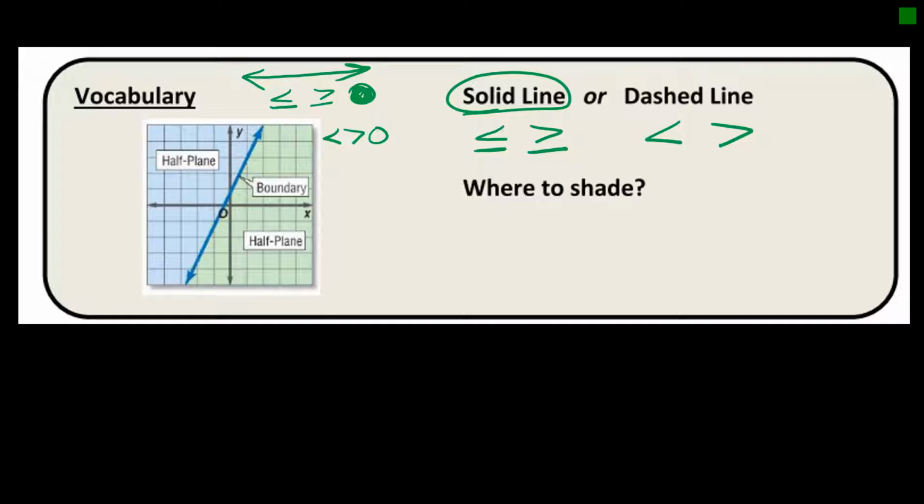Well, you just look at where your line crosses the y-axis, and then if it's greater than or equal to or greater than, you're going to shade up. If it's less than or equal to or just less than, you're going to shade down, because it's above the line or below the line, and that's where it crosses the y-axis.